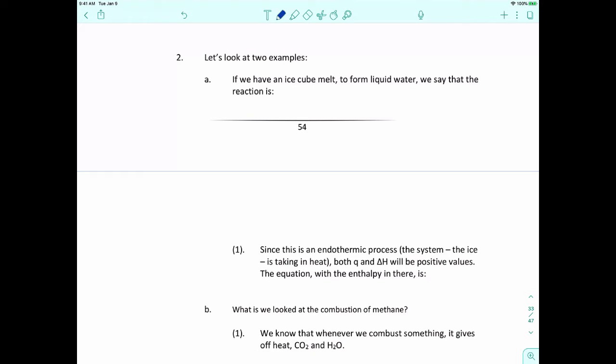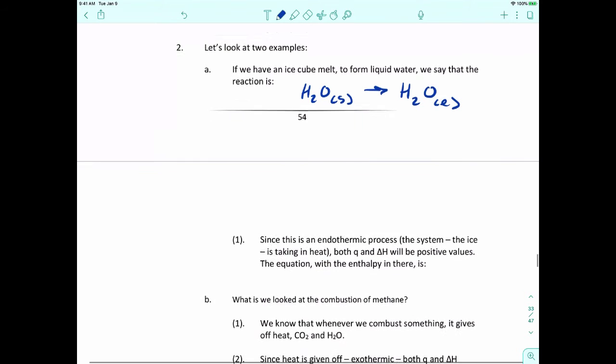Now that we've introduced enthalpy, let's talk about how we incorporate that into a chemical equation. So let me give you an example. Let's say you have an ice cube melting to form liquid water. So the reaction would be this. You've got water that's a solid, and it becomes water that's a liquid. Now, because this is an endothermic process, both Q and delta H will be positive values.